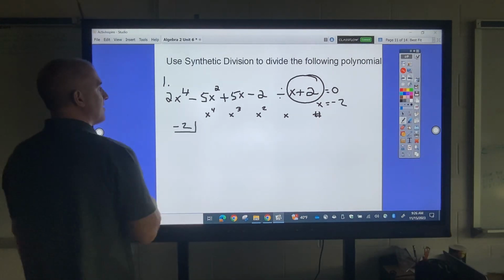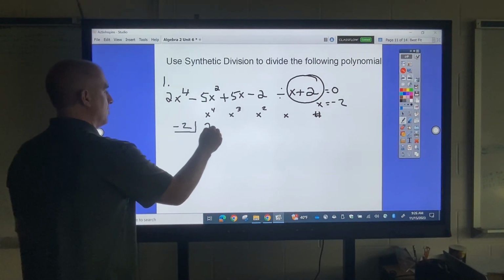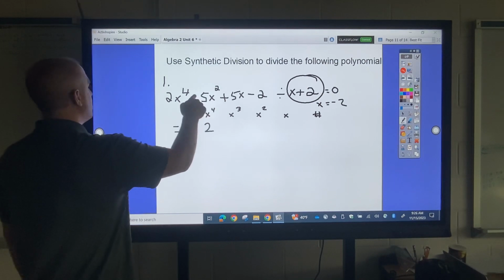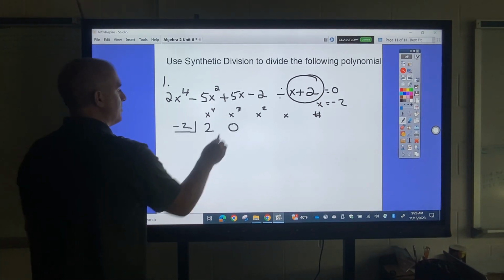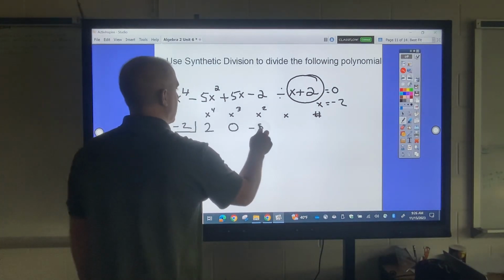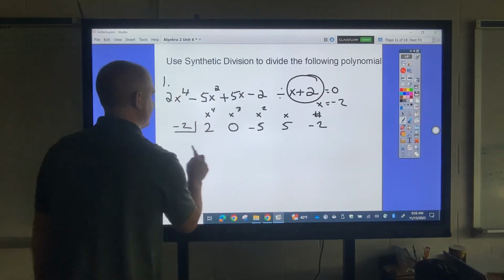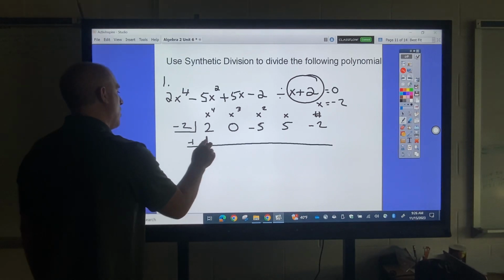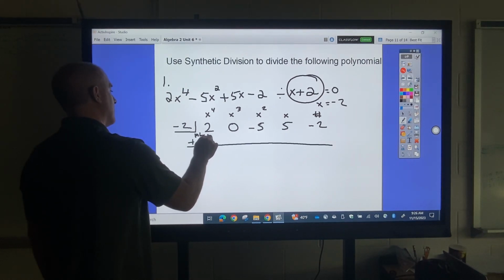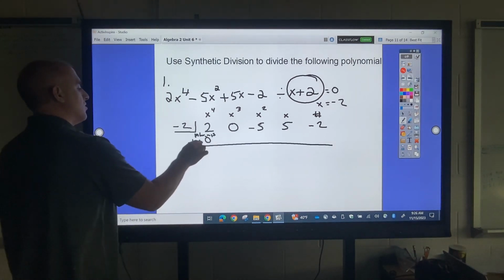Now, what I put here is I put the coefficient. So for this is 2. Now, for x cubed, as you can see, there is no x cubed, so I put 0. Then I put negative 5 for the x squared, for the x and the number. Now, what I'm going to do is I always put a plus 0 here. So 2 plus 0 is 2.